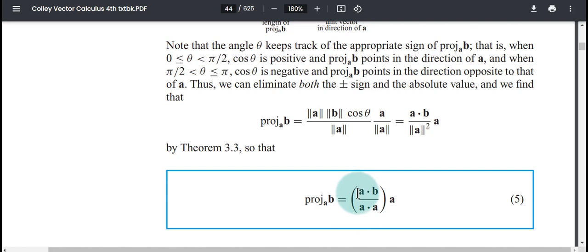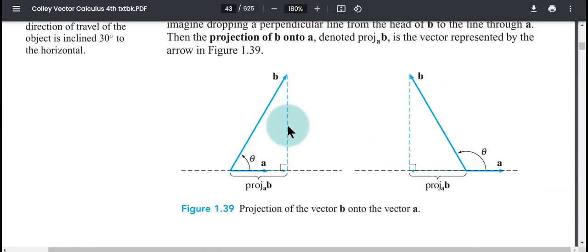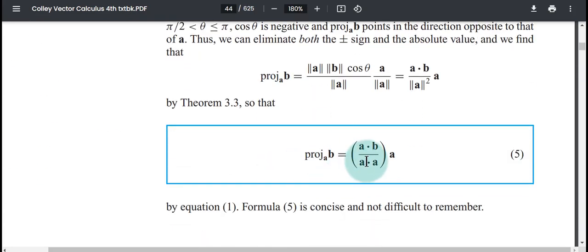As I said, the stuff in here is just a scalar. So this is a scalar times A, and so we're still in the direction of A, but we've moved out by a certain amount. That gives us the proper formula for the projection of B, which is the vector up here, onto A. It has to be in the direction of A, and the formula we've gotten is in the direction of A, but it's scaled by this.